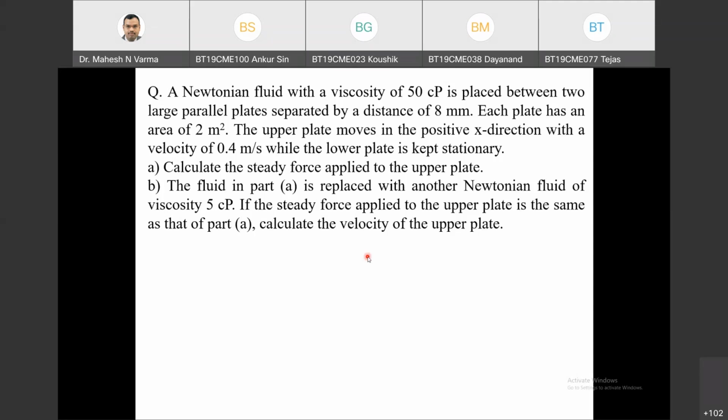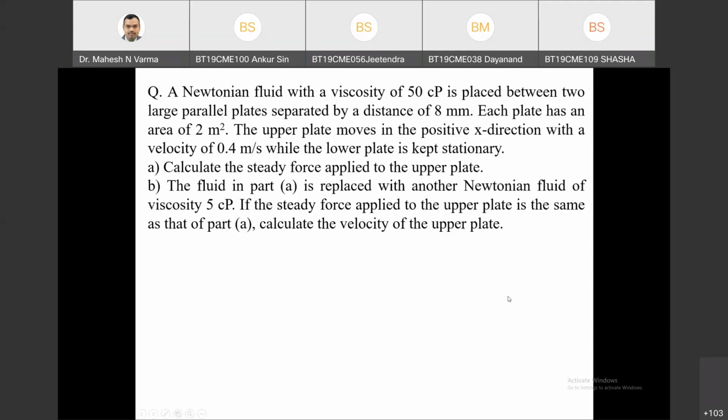You are not doing correct unit conversion actually. You should revise everything. Is anybody else getting 50 Newton? Can you write in the chat box? Yes, sir, 50 Newtons is coming. No, sir, it will be 5 Newton only. Because sir, the velocity gradient is 50, so the other persons are getting 50 Newton.